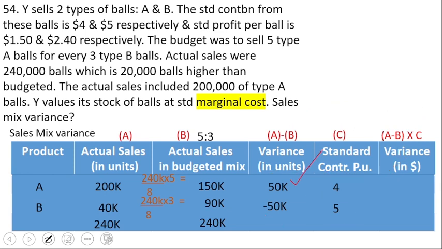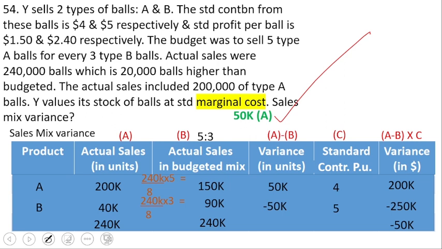So 50,000 positive multiplied by 4, you get $200,000 positive. And negative 50,000 multiplied by 5, you get negative $250,000. So the total variance is 200,000 minus 250,000, or negative 50,000. Since it's a negative figure, it's an adverse variance. So the sales mix variance is $50,000 adverse.